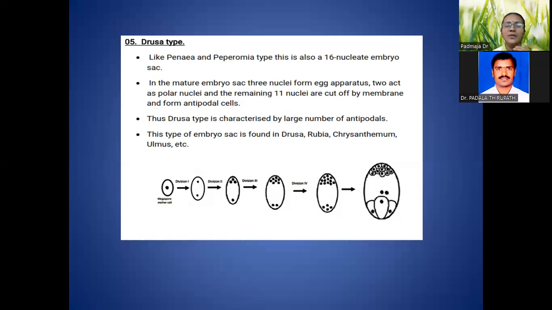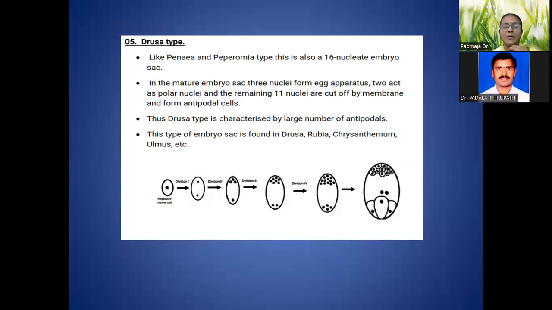And here, the antipodals are 11 in number, and after fertilization, these antipodals will be disintegrating, and the 2 synergids will be disintegrating. One of the male gametes fuses with the egg, as a result the zygote is formed, and the polar nucleus consisting of 2 nuclei.